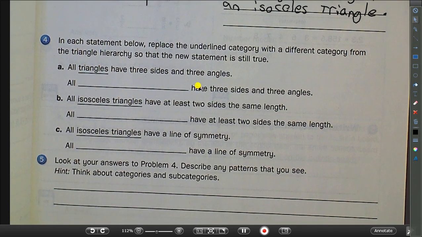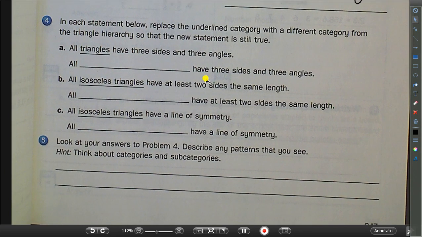In each statement below, replace the underlined category with a different category from the triangle hierarchy so that the new statement is still true. All triangles have 3 sides and 3 angles. Okay? They want us to replace that. Well, triangle was the main category on our page, and it had subcategories below it, which means isosceles triangles and equilateral triangles would also have to have 3 sides and 3 angles, because how can you be an isosceles triangle if you're not a triangle?